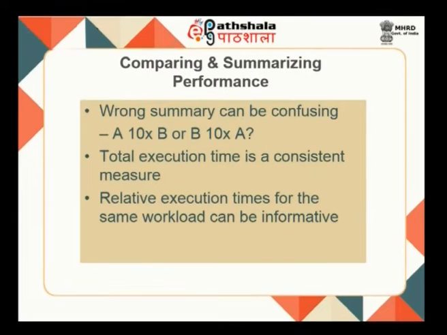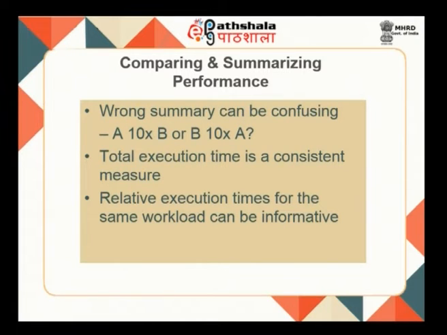Now suppose you have only one processor, you can just find out the execution time with respect to that processor for a particular program, and you can compare it with another processor which executes the same program. But how do you summarize and compare these performances? You will have to be very careful here, because a wrong summary can be confusing. When you say A is 10 times faster than B, are you saying A is 10 times faster than B, or is B 10 times faster than A? So you will have to be careful about how you summarize and produce the results.